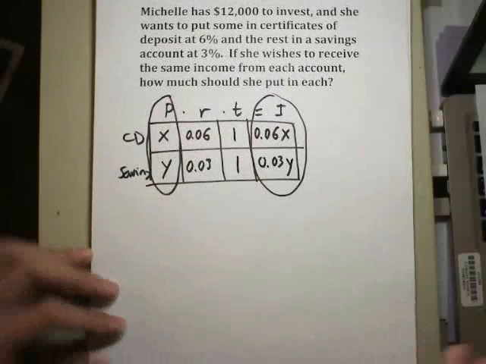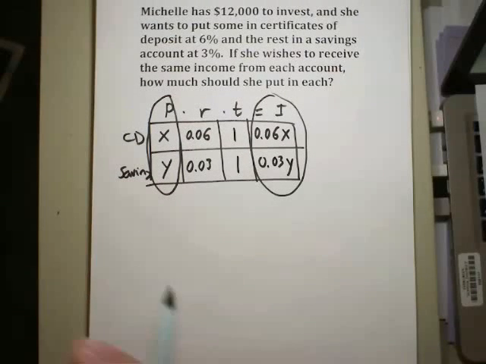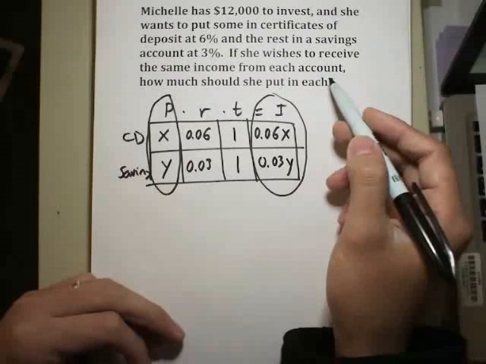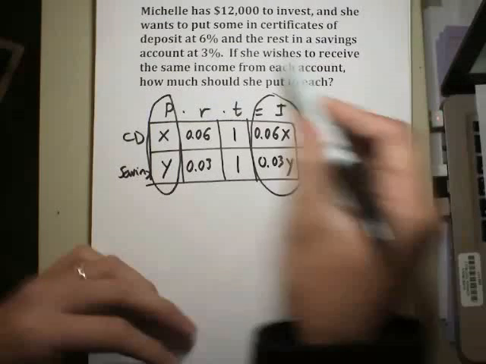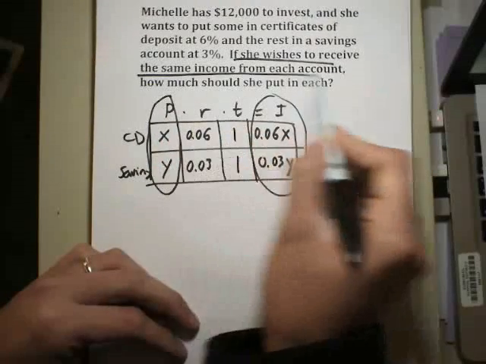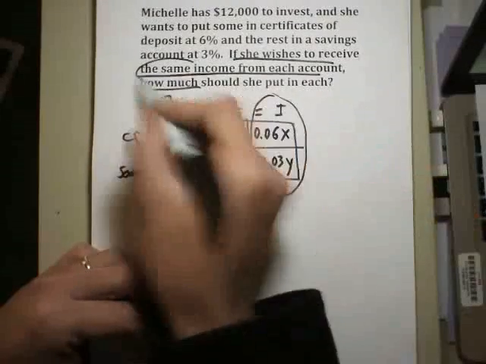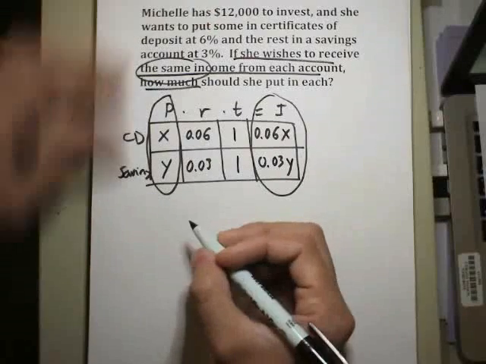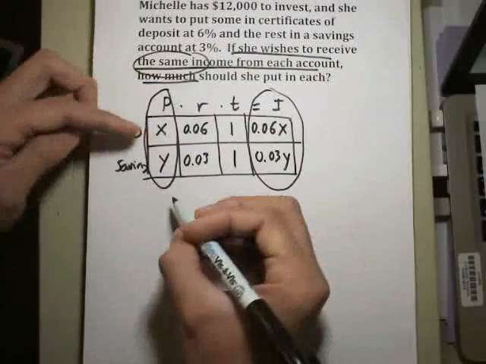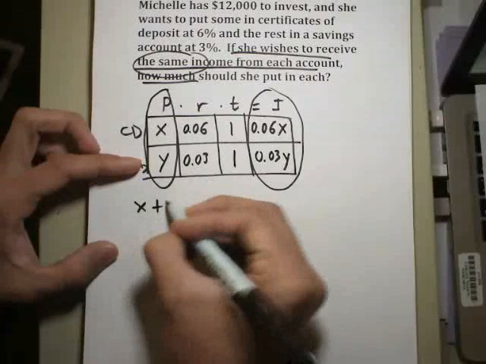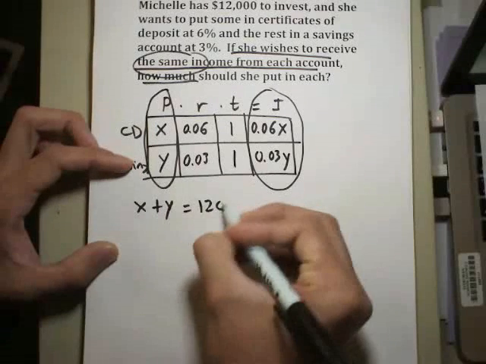Now, if you read this problem very carefully once again, you notice that the total interest is not given for this problem. However, this is what's given. If she wishes to receive the same income from each account, same income. Well, we know that she had only $12,000 to invest, so that means the balance from the CD account and the saving account, which is X plus Y once again, is the same, $12,000.